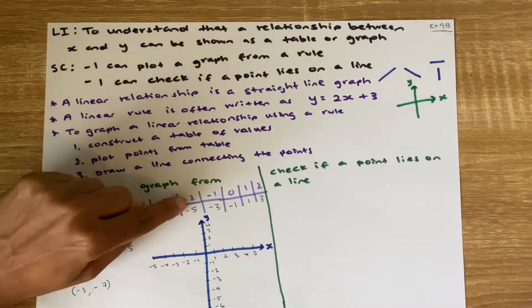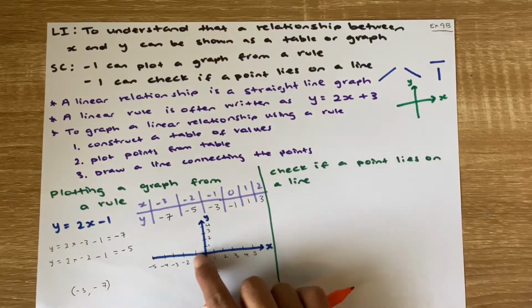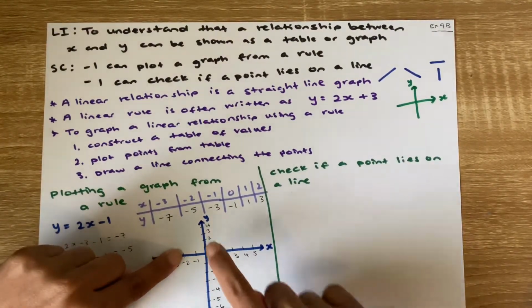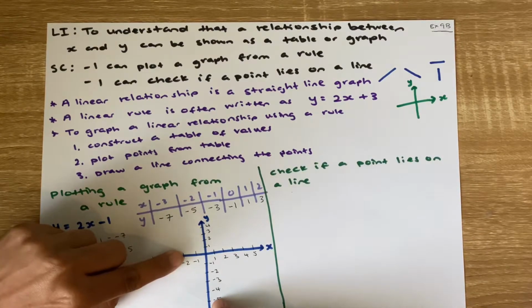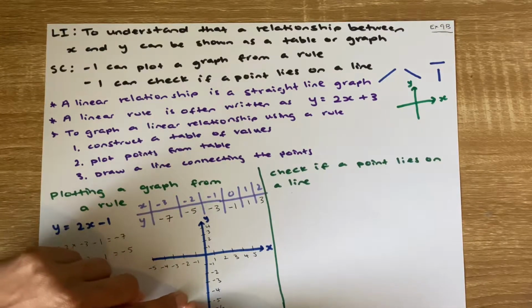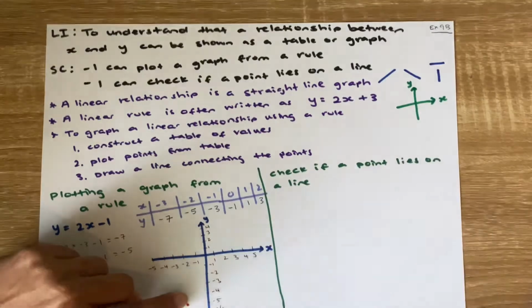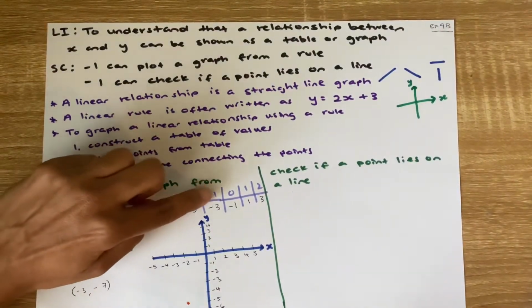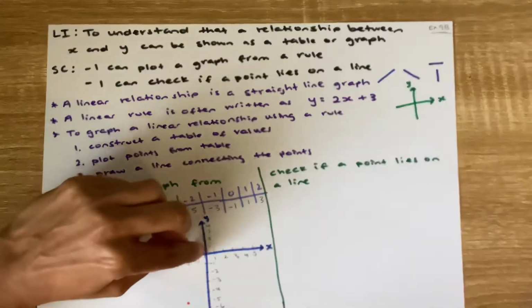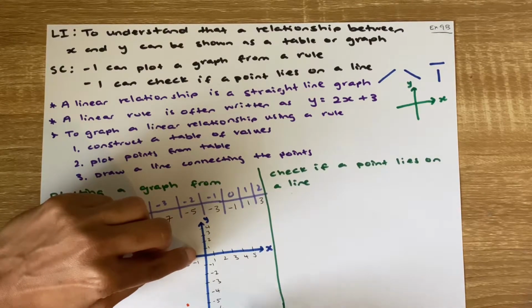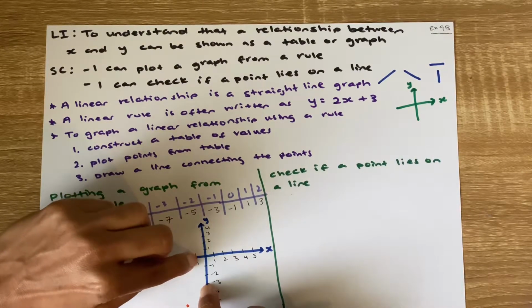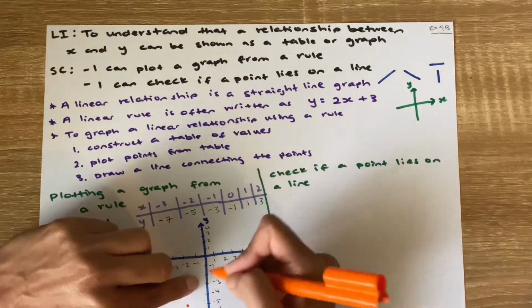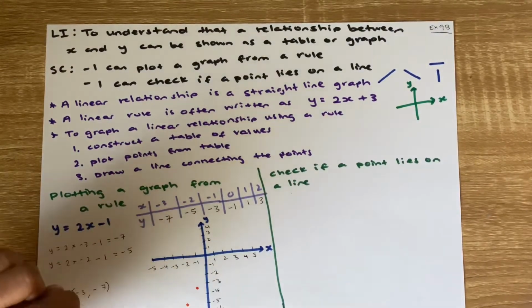Okay, my next one is -2, -5. So I'm going to go -2 for my x value. Y value is -5, so we're going to go. There we are. There's my point. Okay, we go to the next one. -1, -3. So we're going to go -1 on the x-axis, -3 on the y-axis, and when we join them up, we end up right over here.